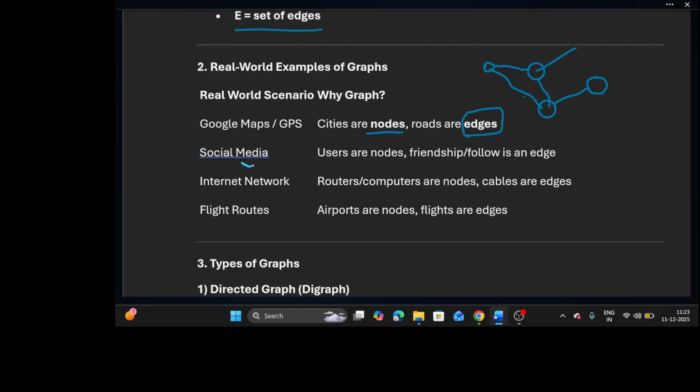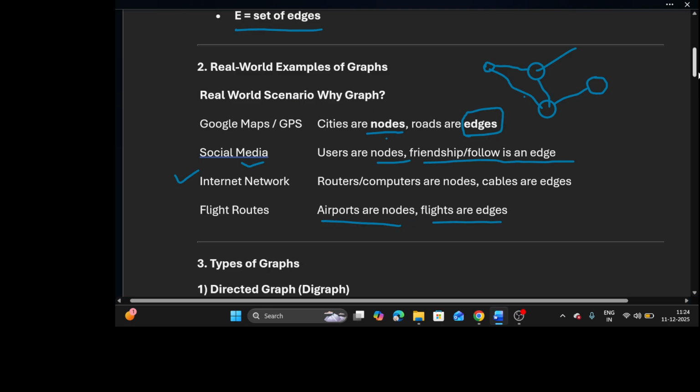Next example is social media. Users are nodes, friendship or follow is an edge. Okay, users are nodes and followers or friends are edges. Internet network: routers and computers are nodes, cables are edges. Flight routes: airports are nodes and flights are edges. Okay, these are the real-world examples of graphs. For first, Google Maps GPS is the best example.